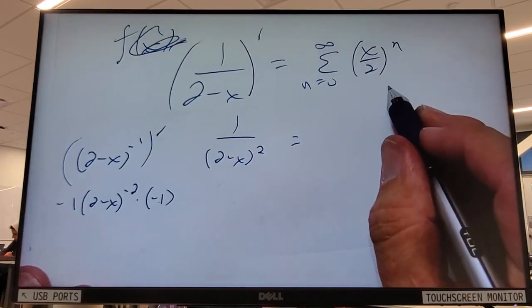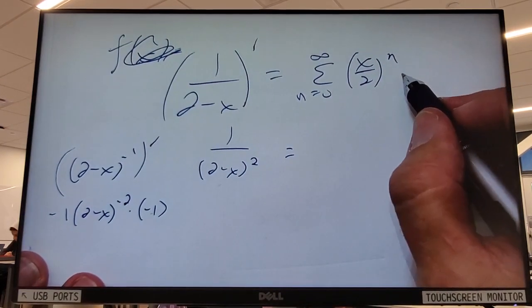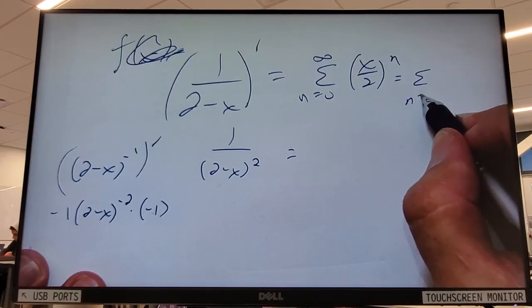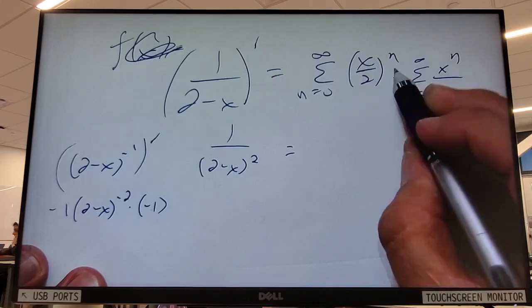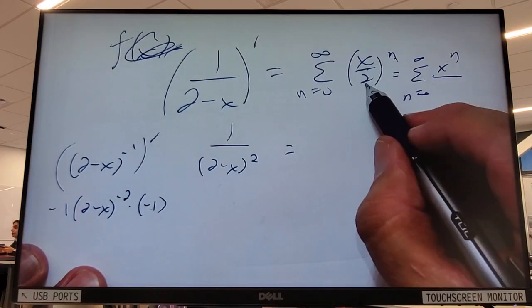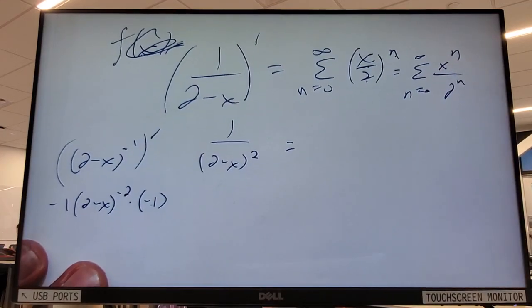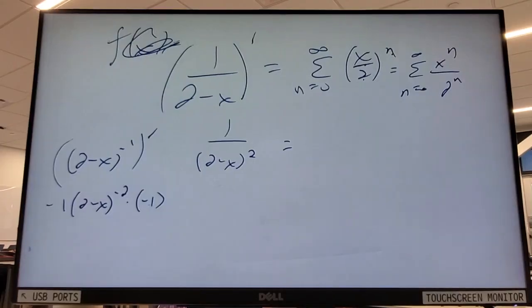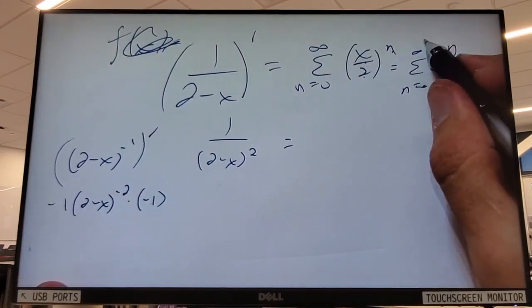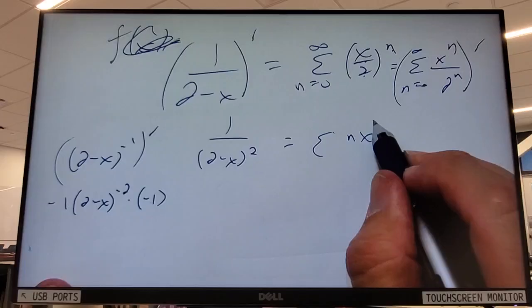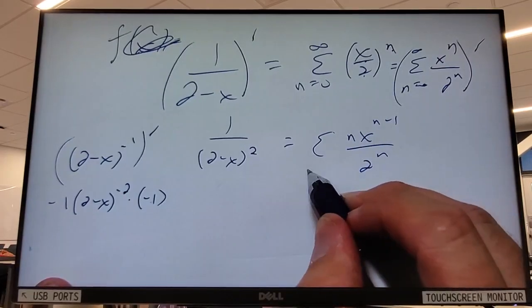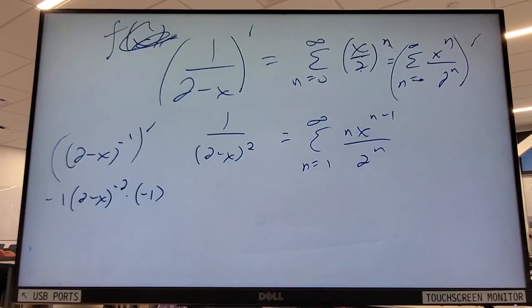And what happens on this side? And by the way, how can I rewrite this so I can see what's going on a little better? 1/2 times, well, this is x to the n over 2 to the n. So when I take a derivative, what's the only part that gets affected? The x part, yes? Okay. So what's this guy's derivative up here? And then we go 1 to infinity, yes?